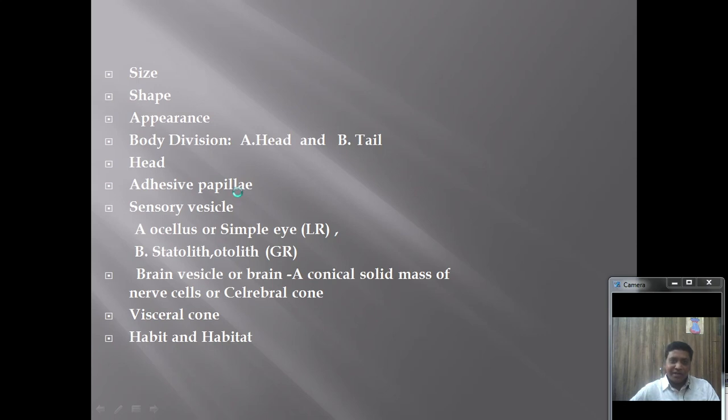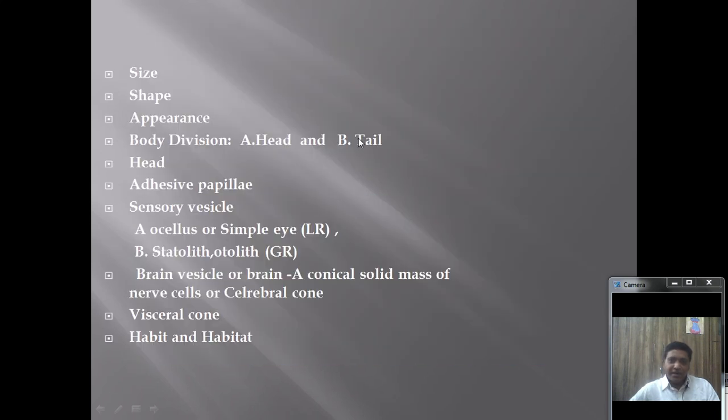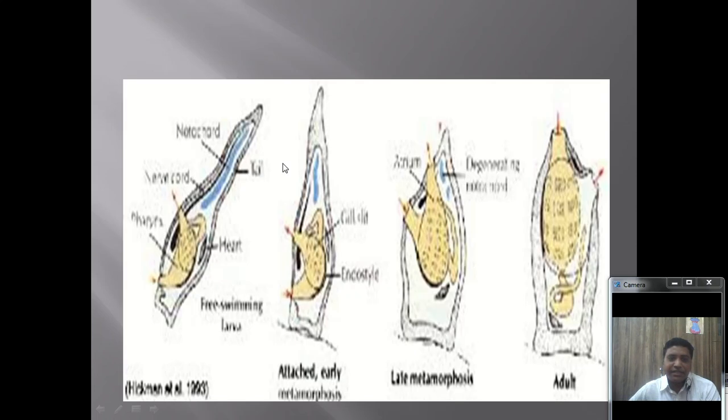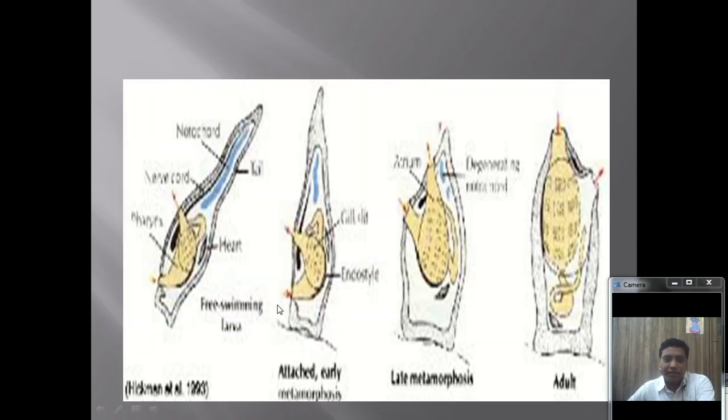Then body division. In the picture we see the body division of this larva. This larva is divided into two parts: one is the head and the other is the tail. In the head we observe the adhesive papillae, and later the important part called the sensory papillae. Now in the slide I will show you.